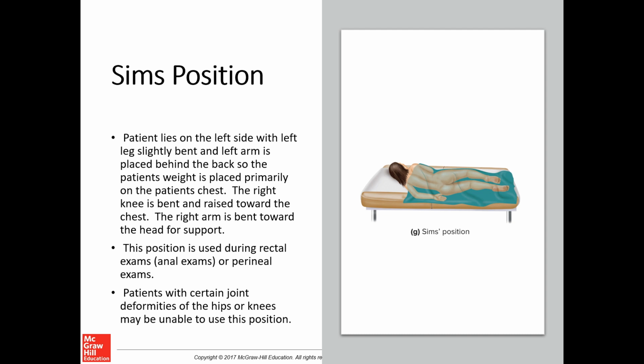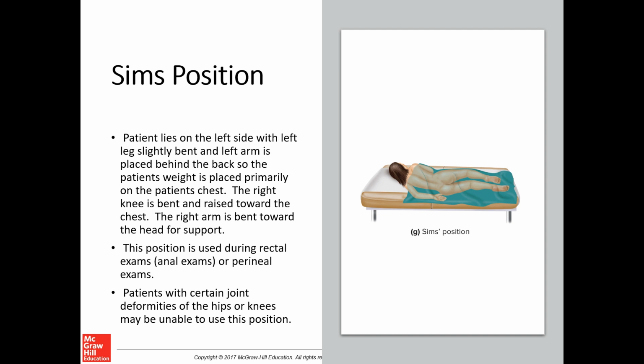Sims is the next position. This is where the patient lays on their left side with their left leg slightly bent, and the left arm is placed behind the back. And then the right knee is bent and raised toward their chest, and the right arm is bent and up near the head for support.